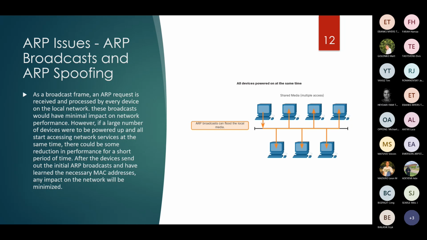However, as we moved on, as we matured, we came to know that this is not the best way because we are also saturating our bandwidth sometimes unnecessarily. And that's why with IPv6 you see that we don't have broadcast. We know that multicast is going to be more efficient, so we moved on to multicast instead of broadcast. Broadcast floods are the issues with ARP. Move on, Matt. After devices send out the initial ARP broadcast and have learned the necessary MAC addresses, any impact on the network will be minimized.